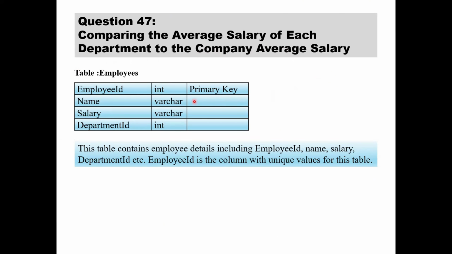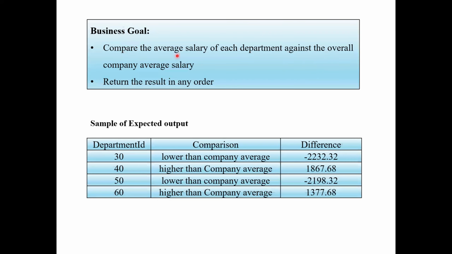We'll use the employees table with the following columns: Employee ID, the primary key. Name, employee name. Salary, employee salary. Department ID, ID of the department where the employee works. Our goal is to compare the average salary of each department against the overall company average salary.